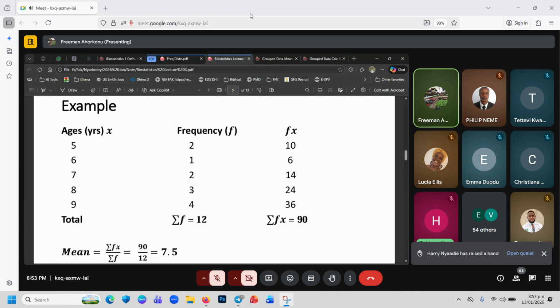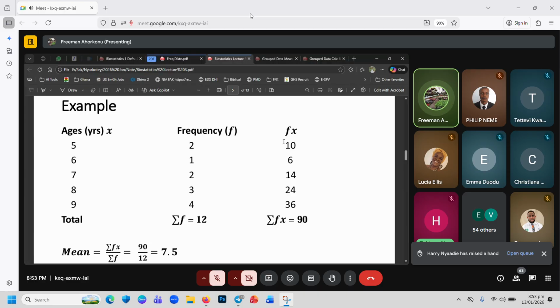times 3. It multiplies itself 3 times. And that gives you 24. And 9 occurs 4 times. Multiplying 4 gives you 36.